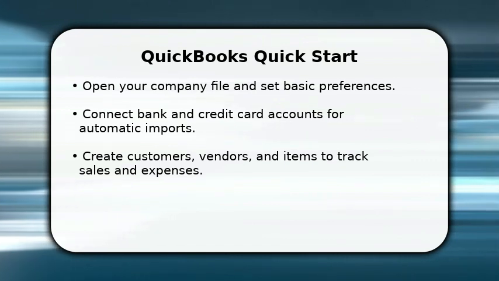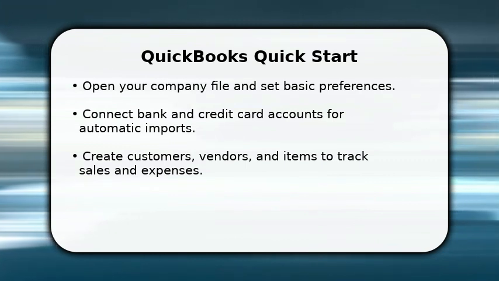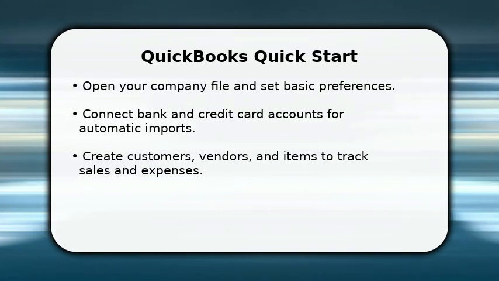Use bank rules to automate categorization and review reports monthly to catch errors early. Back up your company file regularly and use accountant access for complex fixes.